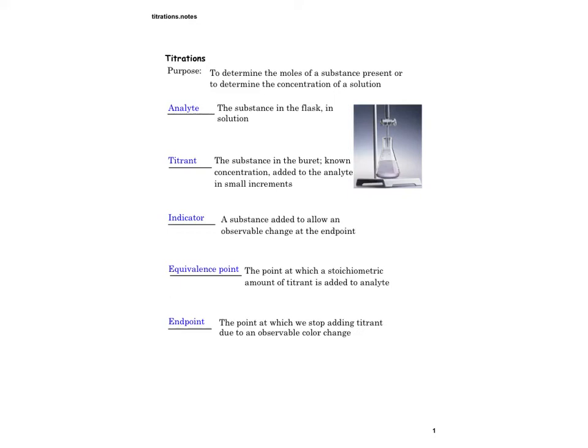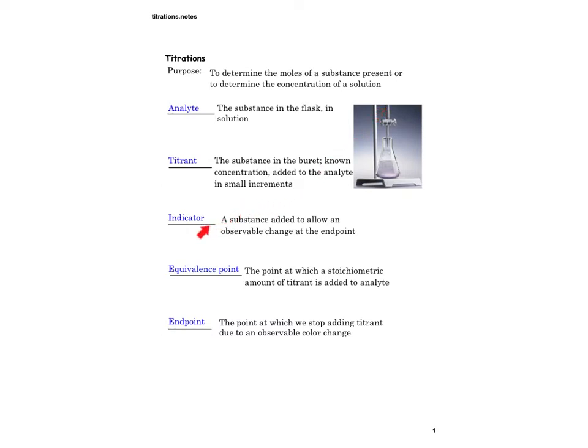Titrations are a great way to determine the concentration of a substance in a solution. It involves reacting one solution with another until they are at the exact stoichiometric ratio, meaning neither solution is in excess. Couple of quick definitions. The analyte is the substance in the flask, while the titrant is the stuff in the burette.